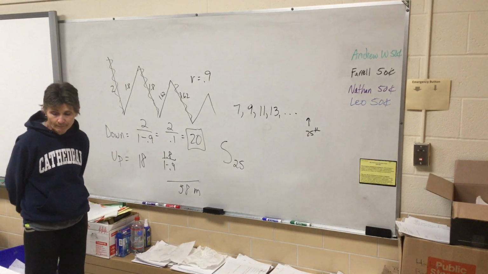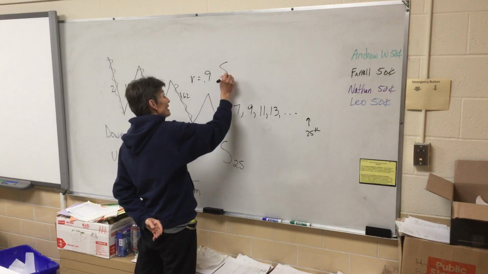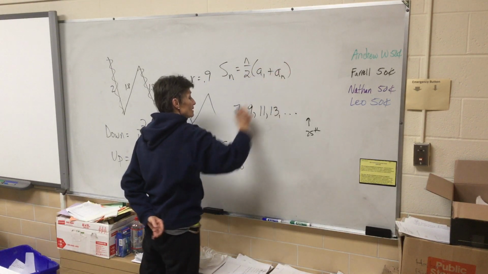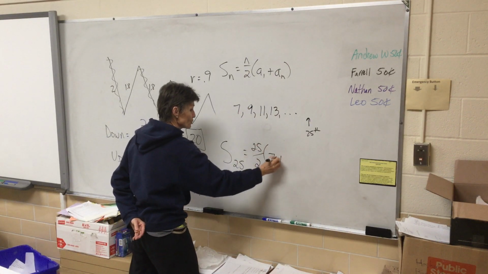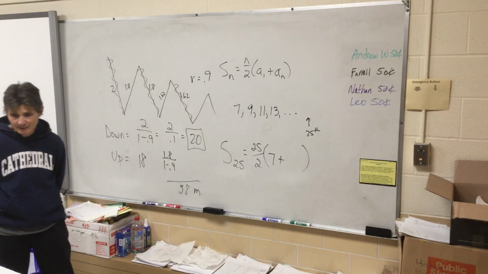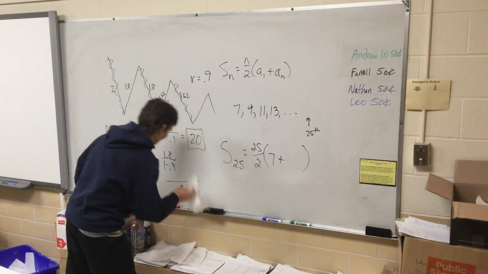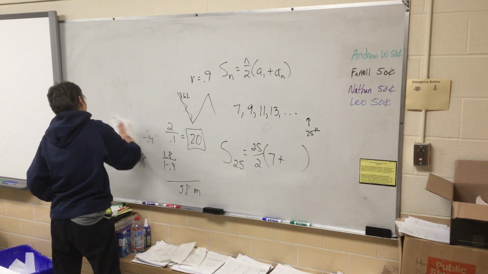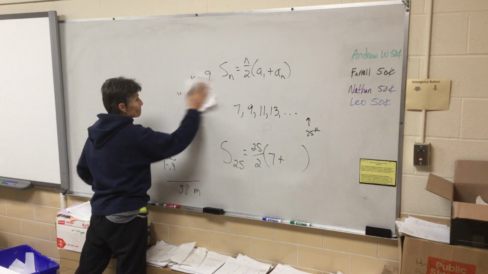Arithmetic or geometric? Arithmetic. So the sum of arithmetic is n over 2, first plus last. So here we go. We know we got 25 of them, and we know the first one's 7, but oh shoot, we're right back where we were earlier today. What's the matter? What do I not know? Last term. I don't know how many seats there are in the 25th row.